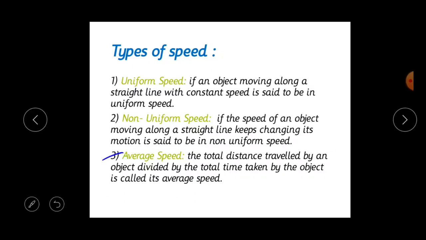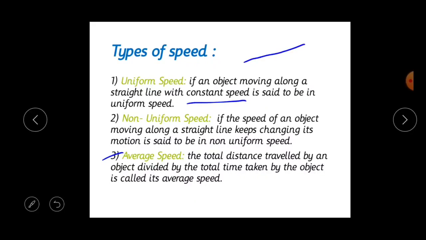The first one is uniform speed. If an object is moving along a straight line with constant speed, it is said to be in uniform speed. So see here, if the object is moving in a straight line with a constant speed, it is not changing its speed. You can take the example of a car, moving along a straight line with a constant speed, not changing its speed.